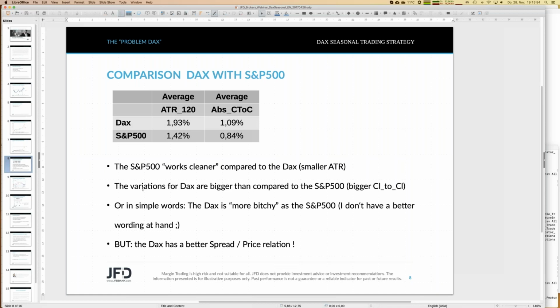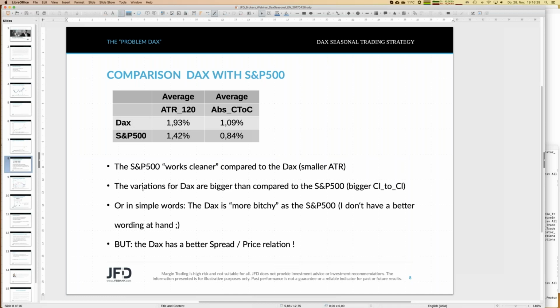Now, let me rephrase everything in really simple words, and don't understand me wrong, but you know that I'm not a native English speaker. The DAX is, let's say, more bitchy. So I hope you understand what I mean here, and I hope I can even say it that way. But that's the reason. The noise of the DAX is higher, and therefore DAX trading is really more difficult than S&P 500. But still, there's a good thing about trading the DAX.